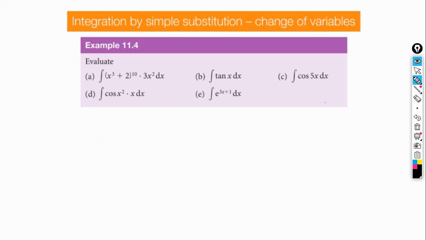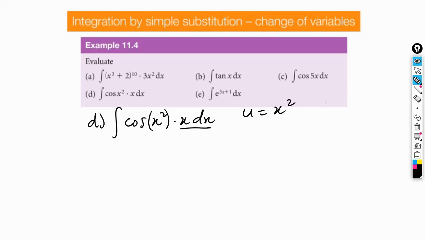So letter D is very similar. They ask us to evaluate the integral of cosine of x squared times x dx. Now be careful because this is inside the cosine function. This is not, right? So let's say that u is equal to x squared. Therefore, the derivative of u would be 2x dx.